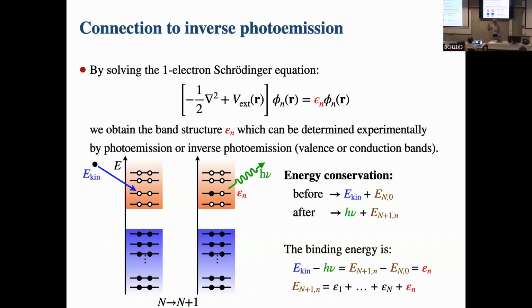And in the same way, we can do inverse photoemission. That is, in that case, you send an electron with a given kinetic energy on the system, which is still in its ground state with n electrons, and we end up with a system in which we have n plus one electrons in an excited state n, related to the energy that we have here, and there is the emission of a photon. And again, if you do the energy conservation, you can see that the kinetic energy minus the photon energy is given by the difference between these two energies, and that's exactly the energy of the level that you are interested in.